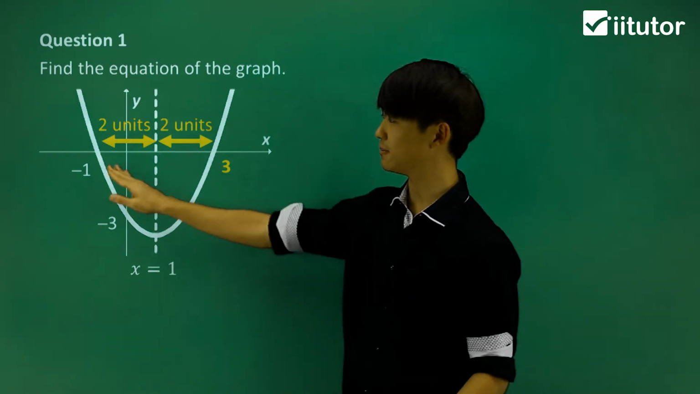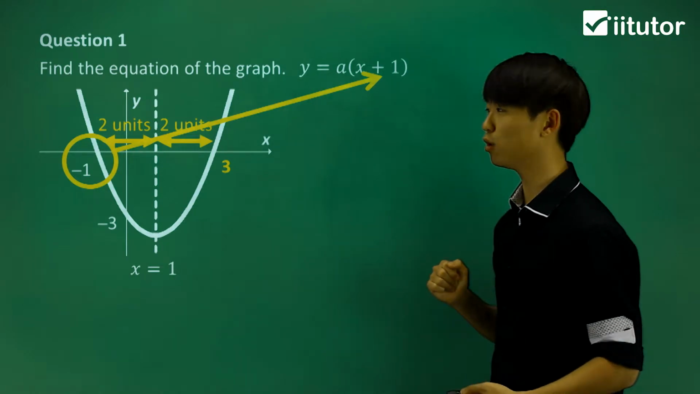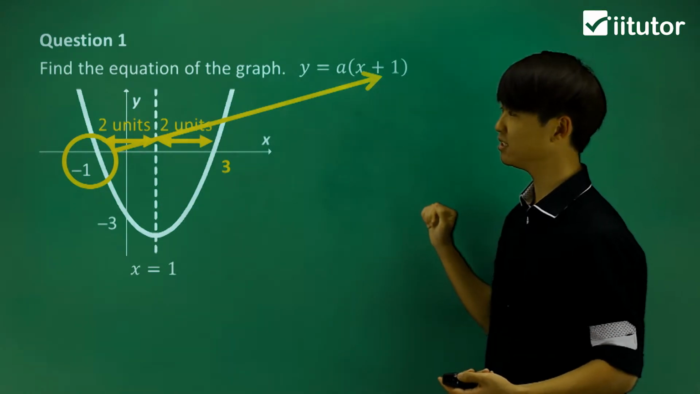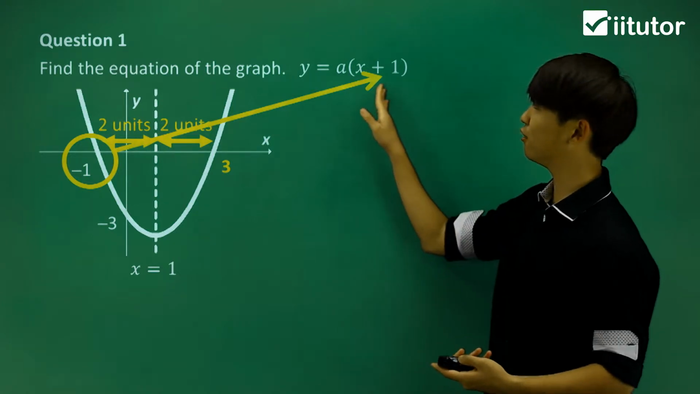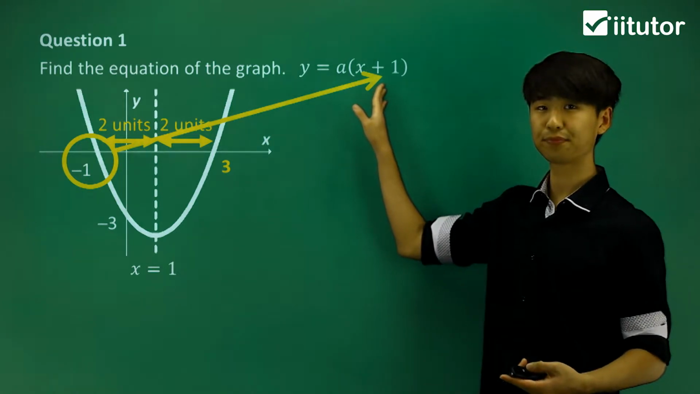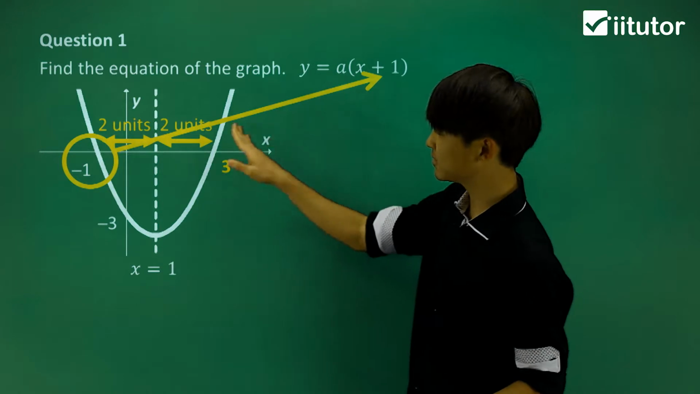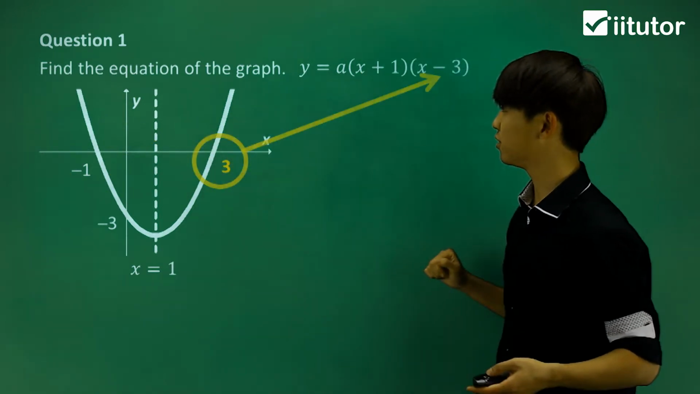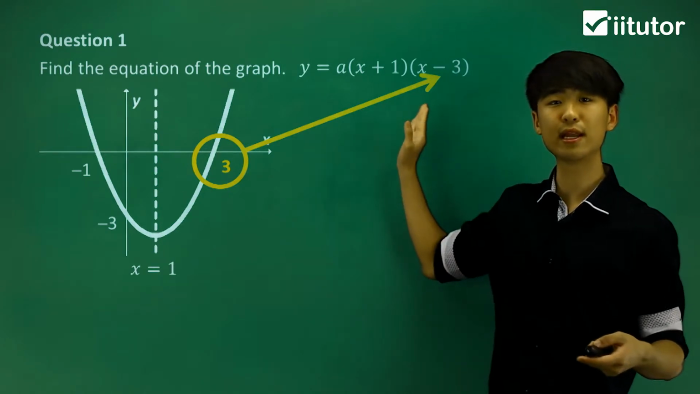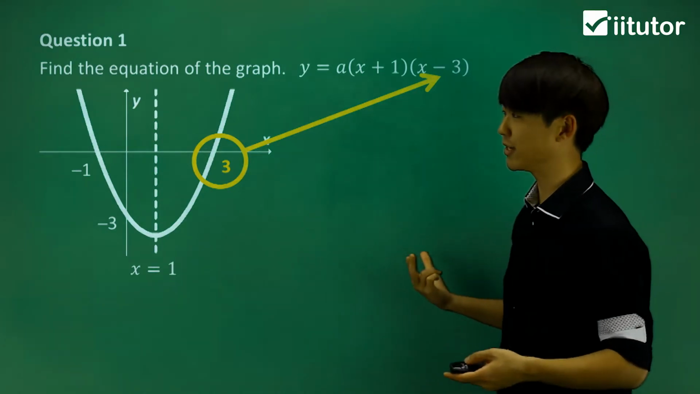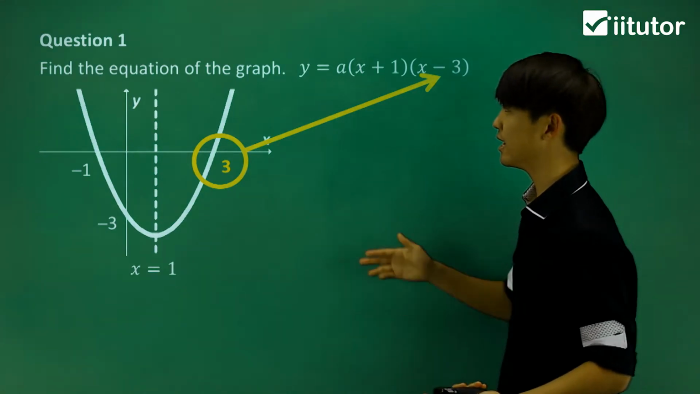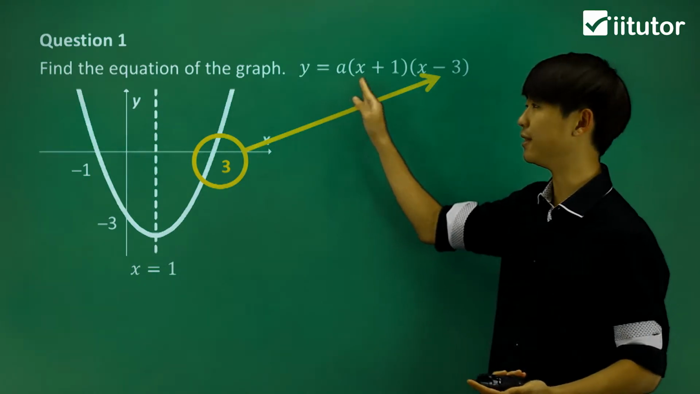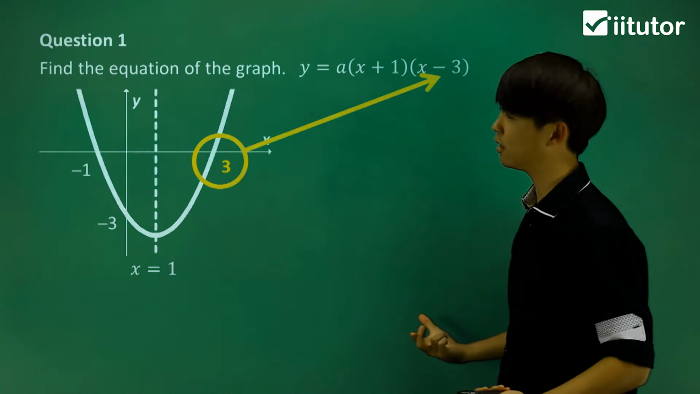The first intercept is here at x equals -1. If I write that in my equation, it's going to look like a factor of x plus 1. Now my next intercept is here at x equals 3. If I write that in my equation, then x minus 3 is going to be the factor. We've written out the equation, but we still need to find this value a. a is just a constant number.